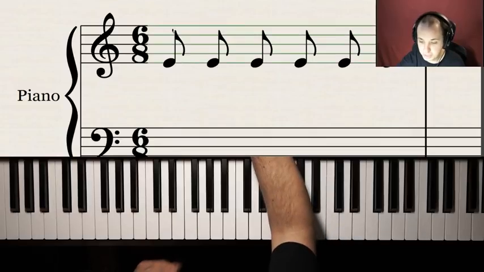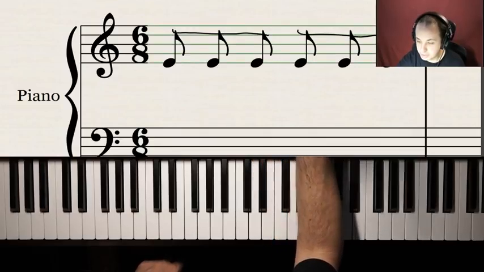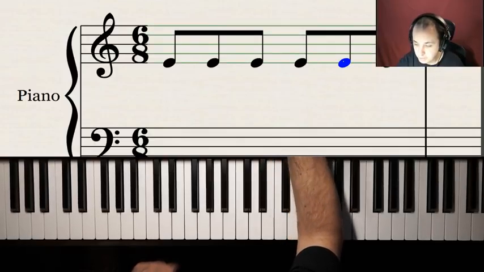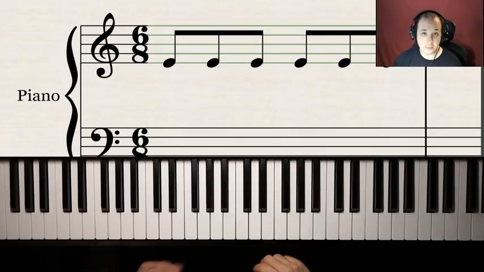And there we go. There's 6/8. Commonly, they kind of beam them across like that. But we have 6. Let's count them. 1, 2, 3, 4, 5, 6 eighth notes in that measure.